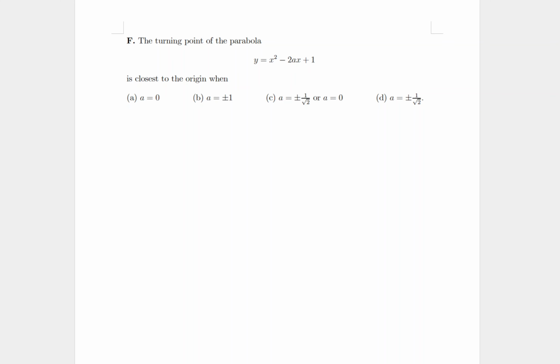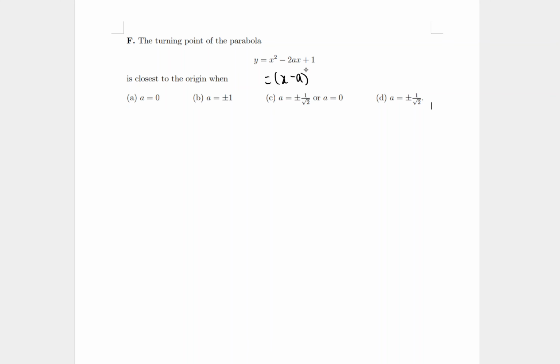Okay, so question 1F. The turning point of the parabola y equals x squared minus 2ax plus 1 is closest to origin when, for some condition of a. Okay, so how can we figure out the turning point? Okay, we always complete the square, right? So let's try to complete the square.